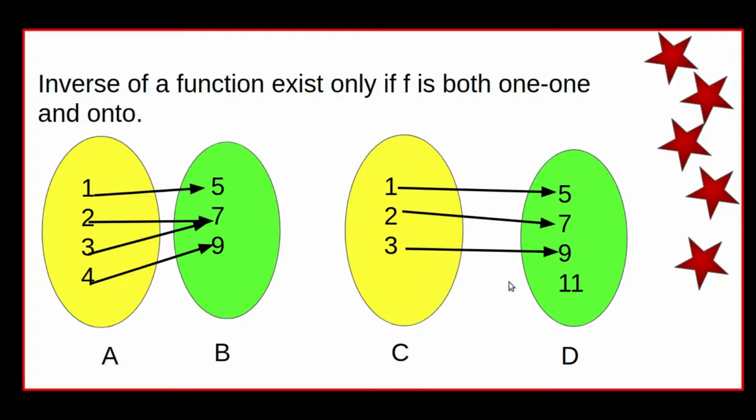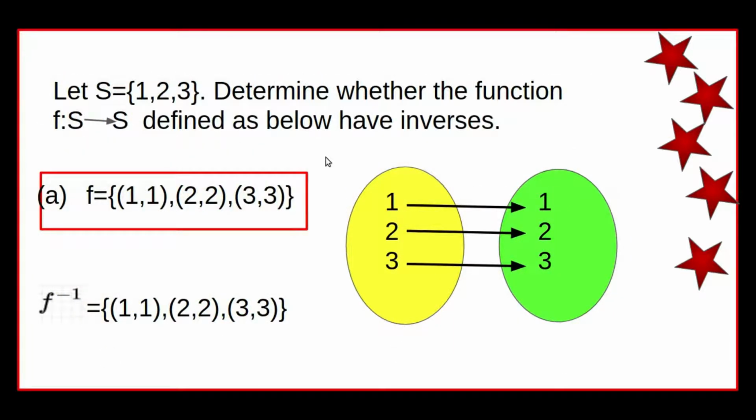So that g is not a function. So a function is invertible if and only if it is both 1-1 and onto. Now here we have an example. Let S equal to the set {1, 2, 3}. Determine whether the function f from S to S defined as below has an inverse.